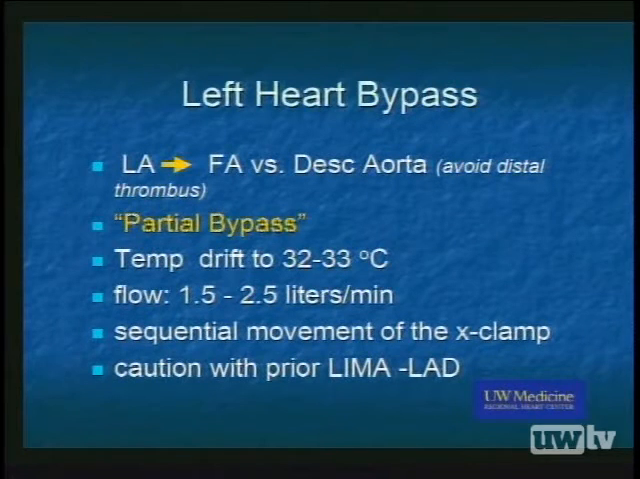This is partial bypass. We're taking oxygenated blood and rerouting it around the clamps, but oxygenated blood is still being ejected from the heart to perfuse the head and upper extremities. Temperature is allowed to drift slightly to enhance neuroprotection, and flow is partial. As I said, this is partial bypass, and we sequentially move the cross clamp down as we complete the operation and reimplant the vessels going caudad.